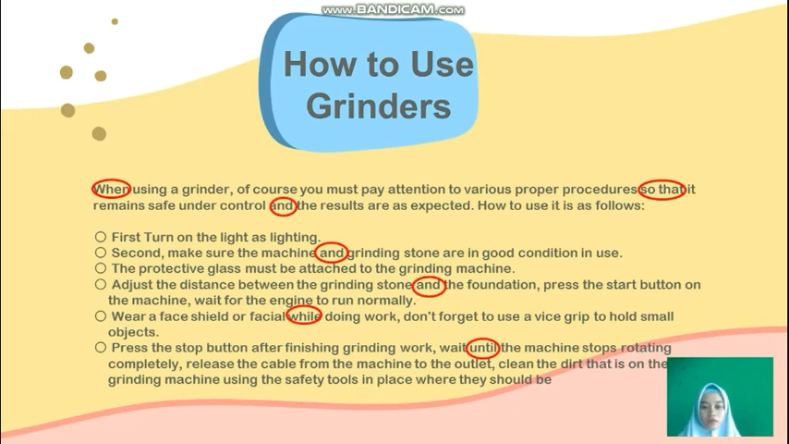Wear a face shield or facial protection when doing work. Don't forget to use a clamp to hold small objects. Press the stop button after finishing grinding work. Wait until the machine stops rotating completely. Raise the cover from the machine to the outlet. Clean the dirt that is on the grinding machine, and put the safety tools in the place where they should be.